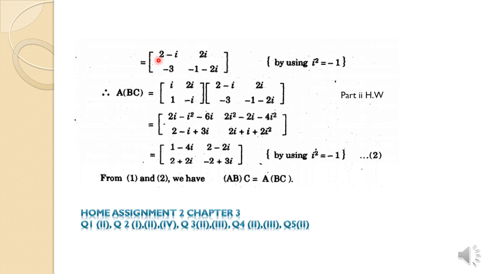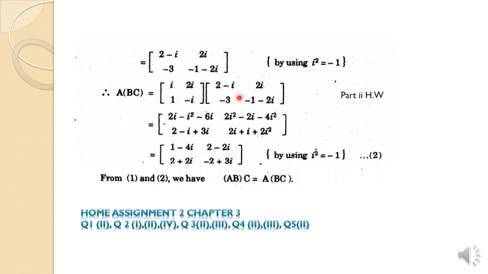So now after multiplication we will get this, 2 minus iota and 2 iota, minus 3 and minus 1 minus 2 iota, by substituting the value of iota square. And what is the value of iota square? It is minus 1. Now student, what do we have to find? We have to prove the associative law, and the right hand side is A into BC. We have to find the value of BC and now multiply A with BC.